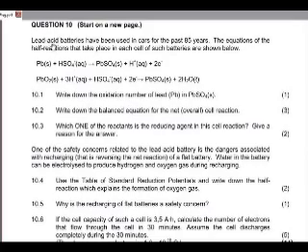It says lead acid batteries have been used in cars for the past 85 years. The equations of the half reactions that take place in each cell of such batteries are shown below. We have lead solid plus hydrogen sulfate ion, then we have the formation of lead sulfate plus the hydrogen ion plus 2 electrons. As we can see here, we have the formation of electrons, which means that we have a loss of electrons in this particular reaction. So this one is an oxidation reaction, right?